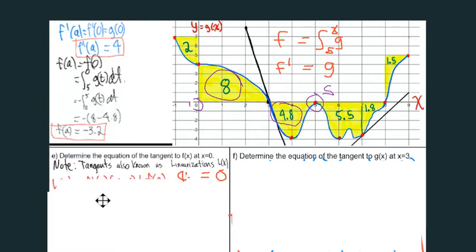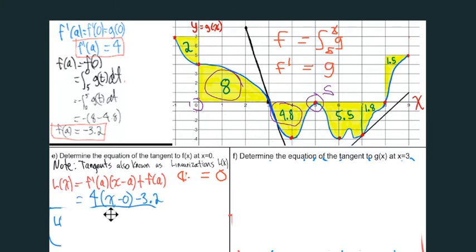Now we can just go through and substitute in our values. So the tangent slope we know is 4, and our a value is 0, and our f at a value is negative 3.2. So then I expand through the brackets, get rid of the 0, so it's 4x minus 3.2, and that's our tangent.